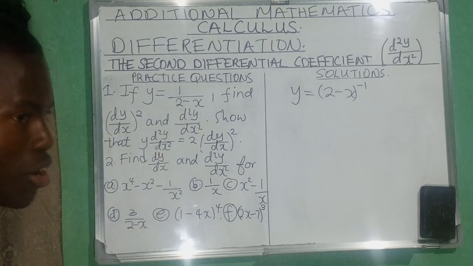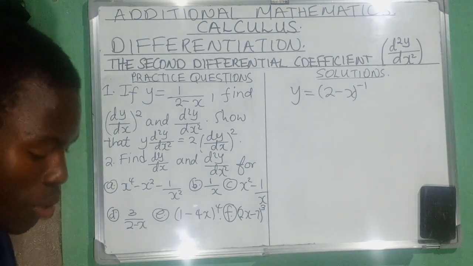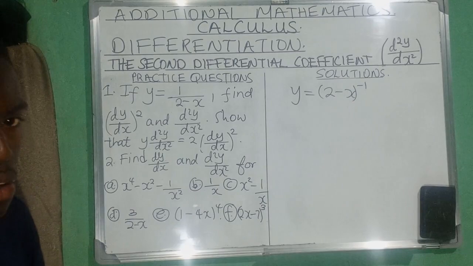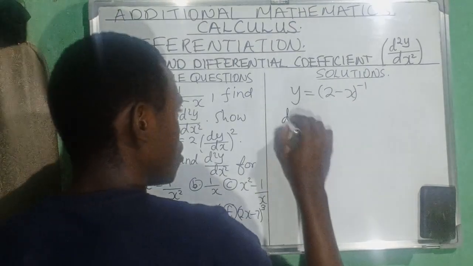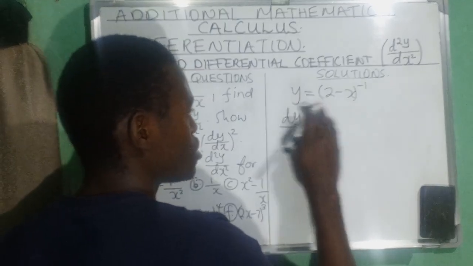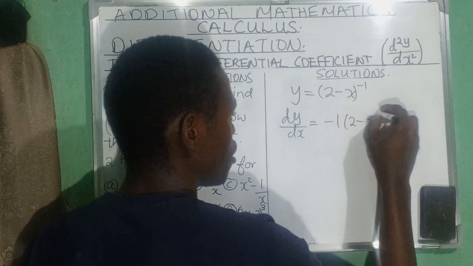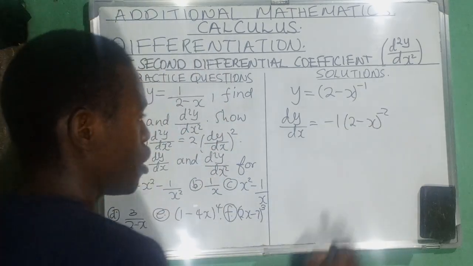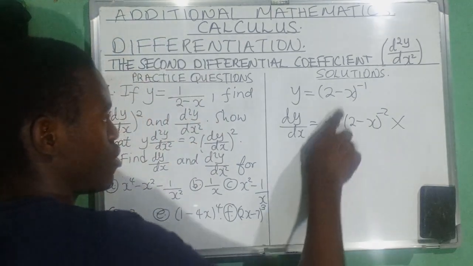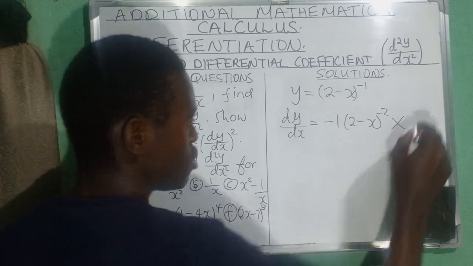So to find the derivative, you can use the chain rule, alright? You say let u be equal to what is in the bracket here. But I'm not going to use the chain rule, I'm going to use a different method. dy/dx is going to be equal to the derivative of this particular function: negative 1 multiplied by (2 minus x), then negative 1 minus 1 is the power negative 2, and then you multiply this by the derivative of the core. The core here is 2 minus x. The derivative of negative x is going to be negative 1.